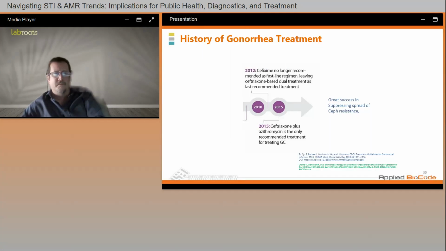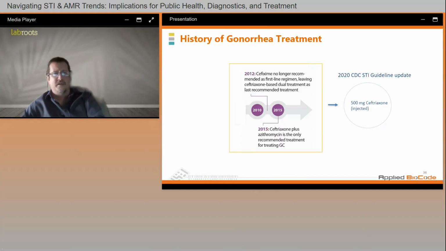Now, what was really good news in the world of public health was that ceftriaxone and azithro was very, very successful for many years. For about 5 years, we saw no development of resistance to this regime, and we saw no further development of resistance to cephalosporins. So the 2020 STD treatment guidelines from CDC went in reverse and said, let's take azithro out of that, and we'll just keep treating gonorrhea with 500 milligrams of injected ceftriaxone. And these are still the current guidelines. So now we're back to 1 drug because the double drug was so successful.